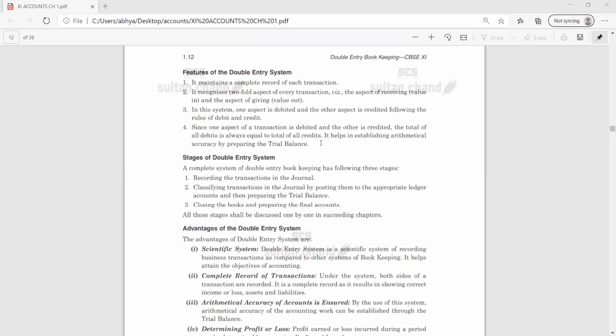So similarly, while doing the journal also, the journal has two sides, debit side and credit side. The total of the whole of the debit side must be equal to the total of the whole of the credit side.